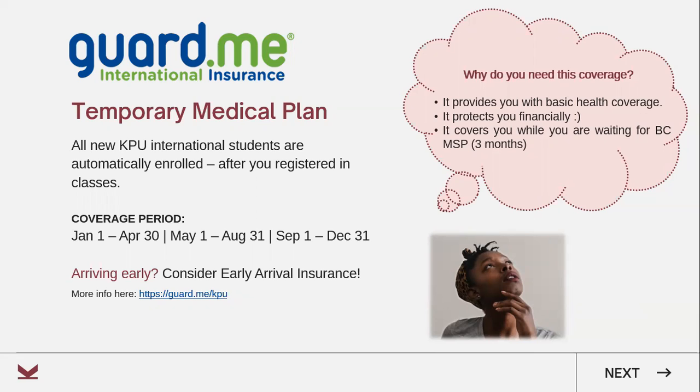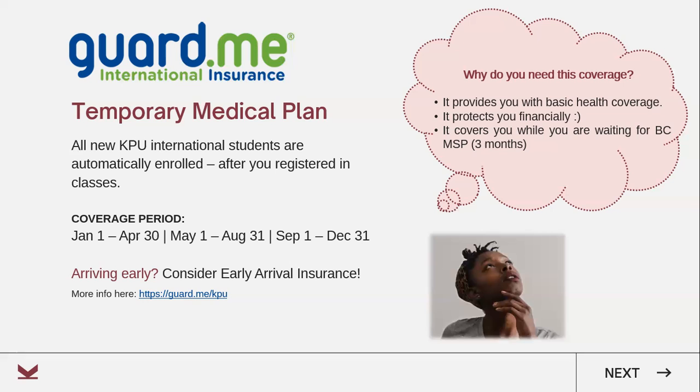So the spring semester is January 1st till April 30th, and then summer semester May 1st till August 31st, and the fall semester is September 1st till December 31st. Okay, so you might wonder, why do I need this coverage? Basically, it provides you with basic health coverage. It protects you financially, and it covers you while you're waiting for your BCMSP, which takes 3 months to arrive.